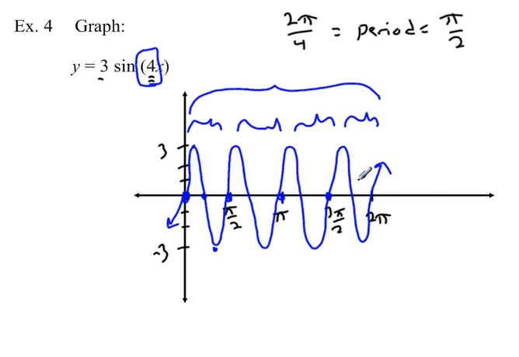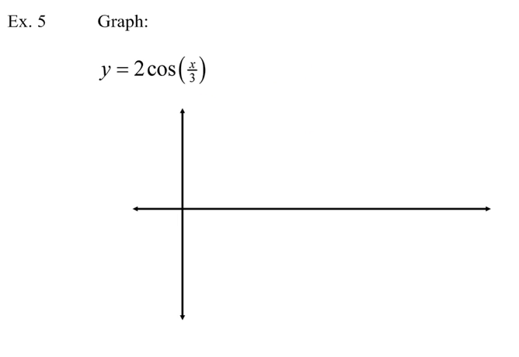Okay, let's look at another example of that, but let's use a cosine curve. So we need to graph y equals 2 times the cosine of x over 3. Well, first of all, that 2 in front tells us that my amplitude is 2, so it's going to go between 2 and negative 2.